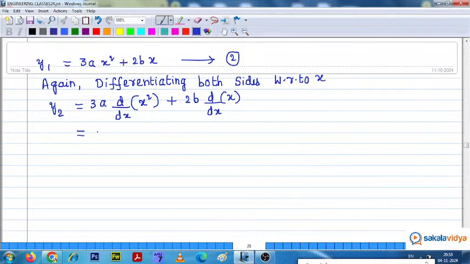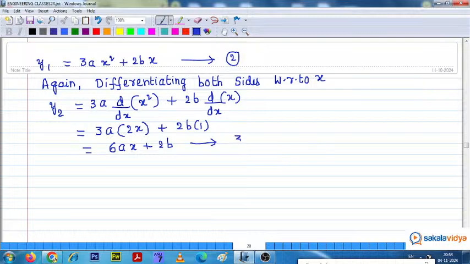So this equals 3a times the derivative of x square, which is 2x, plus 2b times the differentiation of x, which is 1. So we have 6ax plus 2b, say this is equation 3. So let us rewrite all these three equations. So now we have, what is the first equation?